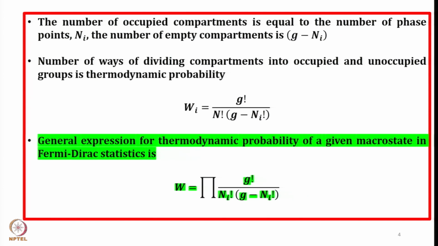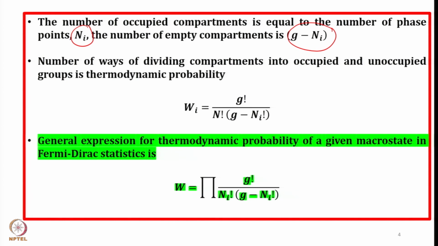How many compartments are now occupied? One compartment can have only one phase point, and if there are Ni phase points, then Ni compartments are occupied, and the remaining G minus Ni compartments are unoccupied. There are a total of G compartments.